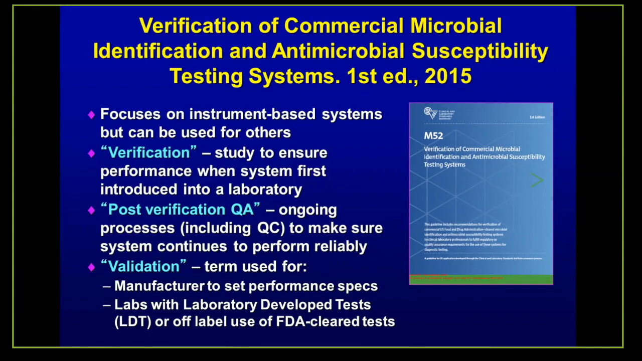A couple of terms that we need to go over beforehand. The first term is verification. This is a study that's used to ensure performance when a new system is first introduced into a laboratory. Post-verification quality assurance is what we use to describe the ongoing processes, including quality control, that's used to make sure that a system continues to perform reliably as we use it in our labs.